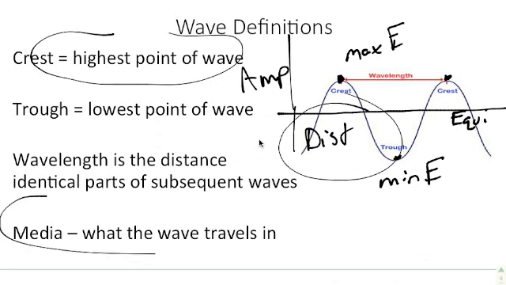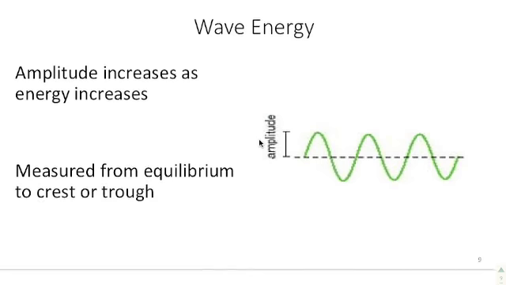Media is also really important when we talk about waves, and the media is what the wave travels in. So if it's a water wave, the wave is traveling in water. If it's light, it could be traveling in air, a vacuum. If it's sound, it could be traveling in water or steel. It really matters what the media is, because that's going to affect the wave properties.